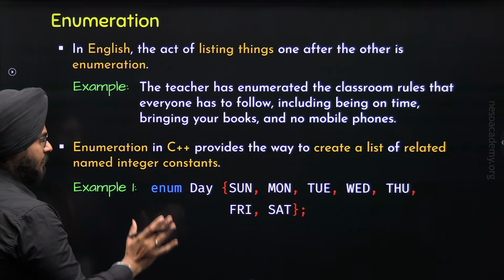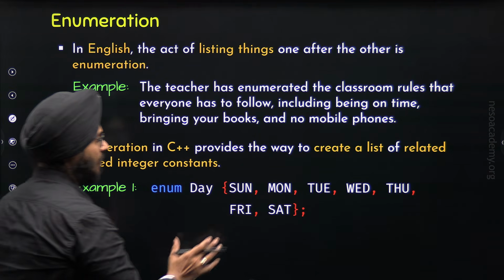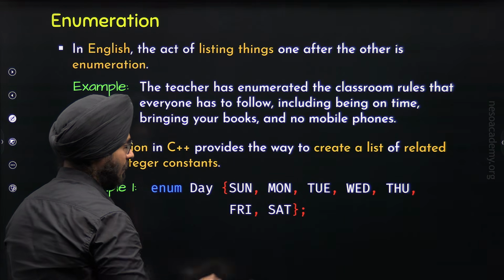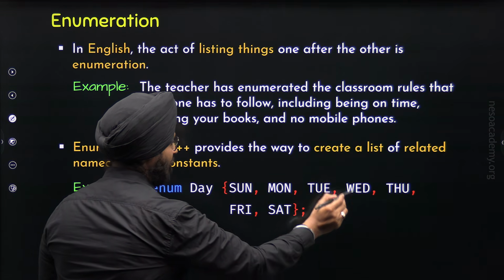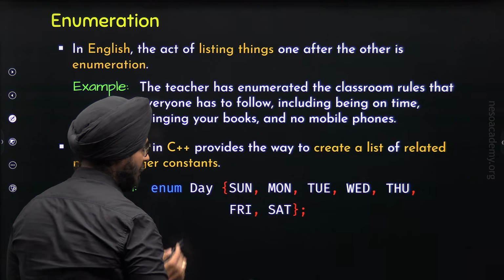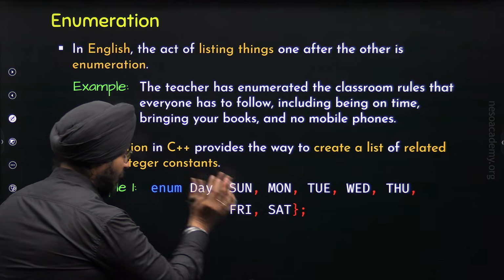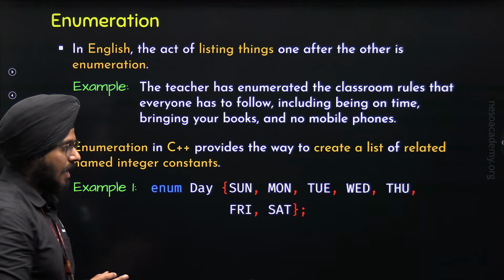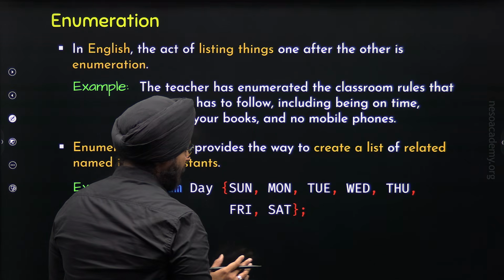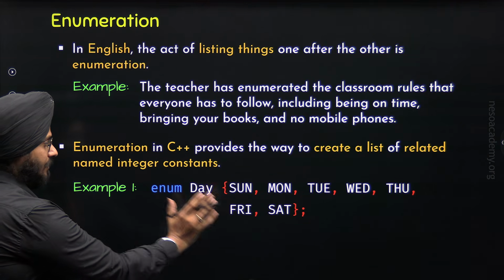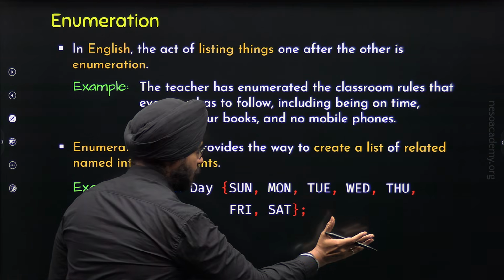First, we need to understand that we can create a list like this. These are the items of the list: Sunday, Monday, Tuesday, Wednesday, Thursday, Friday, Saturday. These are all the days of the week, and this name justifies this. After this closing brace, we need to place this semicolon. This is also important. This is how we can define enumeration in C++.